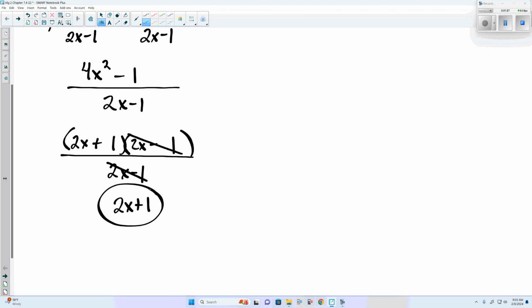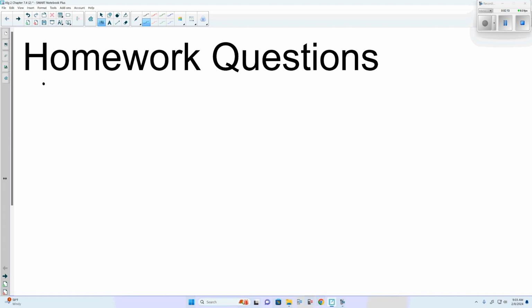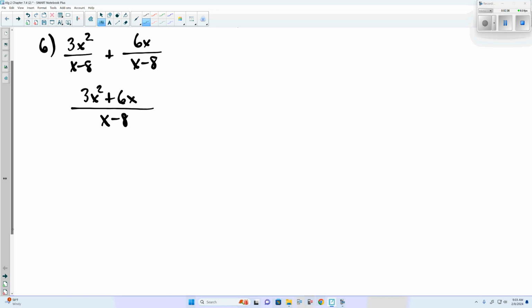Number 6. So let's look at it. Now, because the denominators are the same, we would add our numerators. Yes? Now, for it to be a difference of perfect squares, they have to be subtracted.